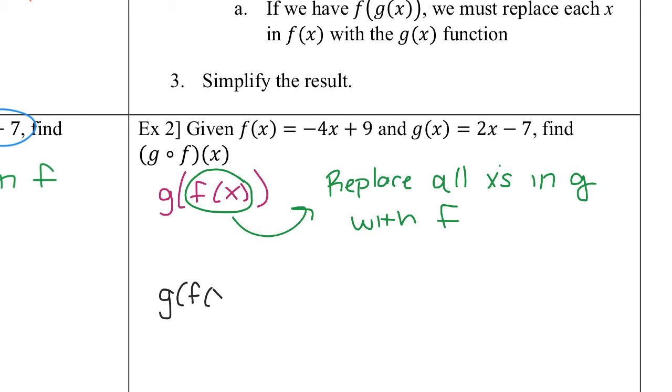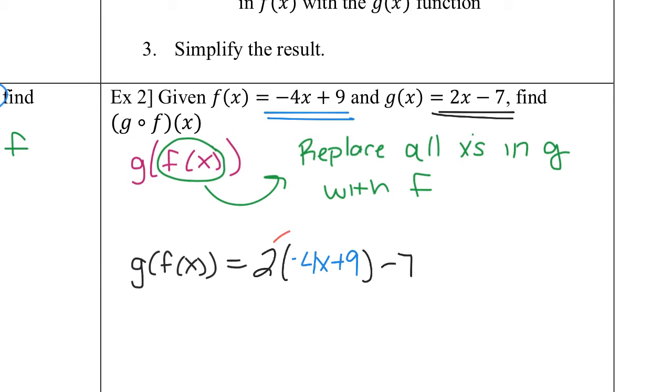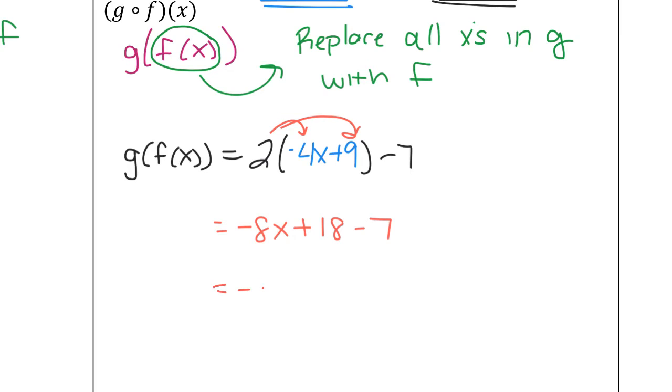So g of f of x is equal to, so g now is the outside function. So this 2x minus 7, 2x, but I'm going to just put an open set of parentheses, minus 7. So that's the outside function. And now we're using negative 4x plus 9. We're using f as the inside function. So that's what x gets replaced with. Now again, simplify as far as we can. So we're going to distribute 2. So we get negative 8x plus 18 minus 7, which is negative 8x plus 11.